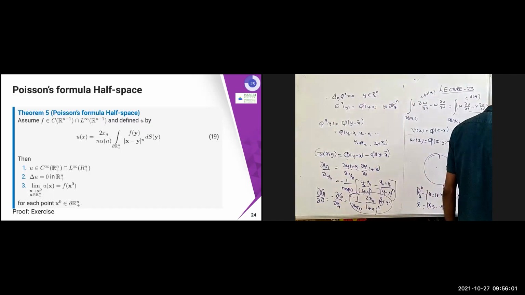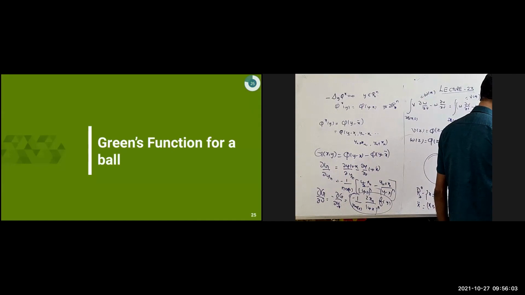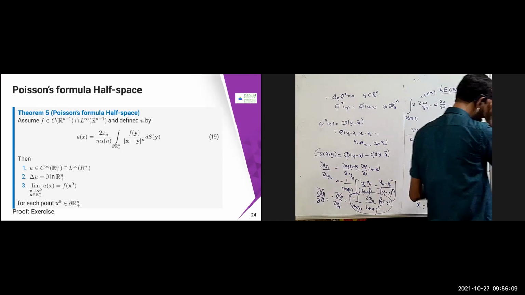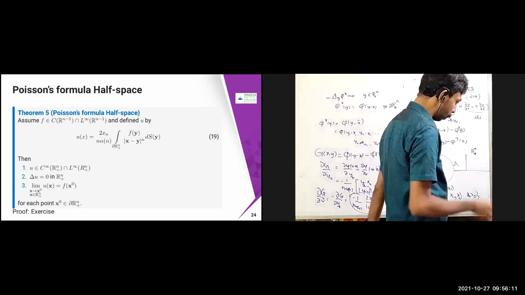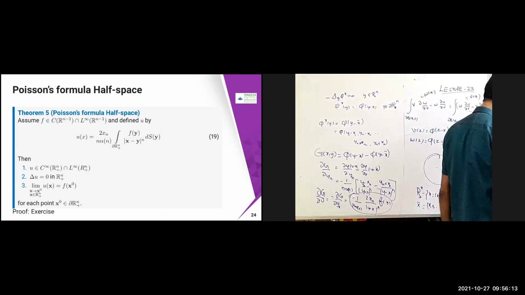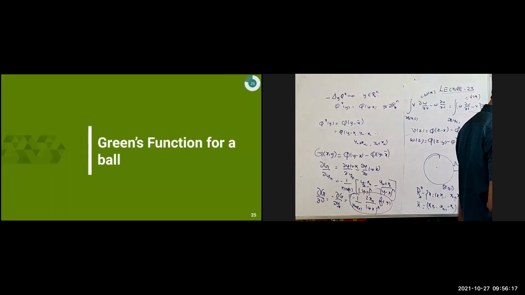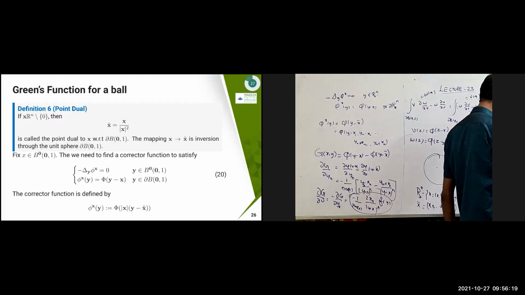Similarly, we will obtain the same thing for the ball also. In the next class, we'll obtain that. So there is a theorem which you can prove easily. Whatever I have claimed, from that you can easily prove this theorem. So I will leave this as an exercise for you. Next class we'll discuss the Green's function for a ball. Almost the same kind of things we are going to do.